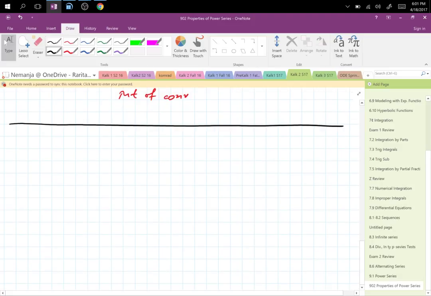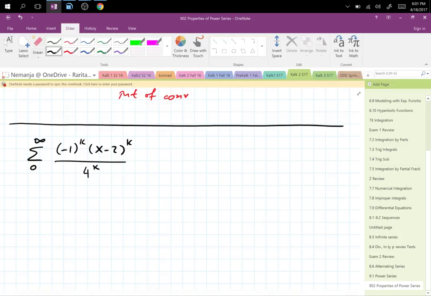Let's take a look at the next example, even more interesting. The sum from 0 to infinity of negative 1 to the k, x minus 2 to the k, divided by 4 to the k. Great. Again, ratio test. So limit k goes to infinity.